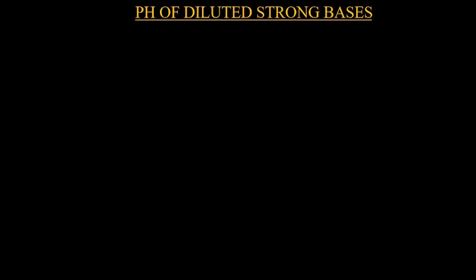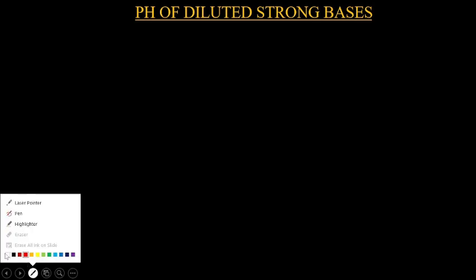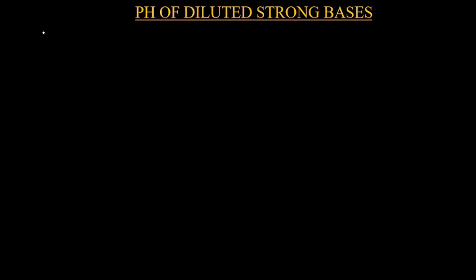In this tutorial, we'll be looking at pH of strong bases and how to go about questions that involve very diluted strong bases. Now, strong bases, just as a quick reminder, we mentioned that strong bases are usually hydroxides of group 1 metals. So we can say that lithium hydroxide is an example of a strong base. We can say sodium hydroxide is an example of a strong base. You can say cesium hydroxide is an example of a strong base.